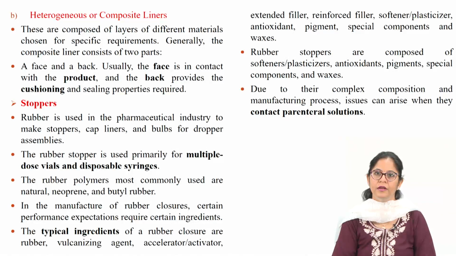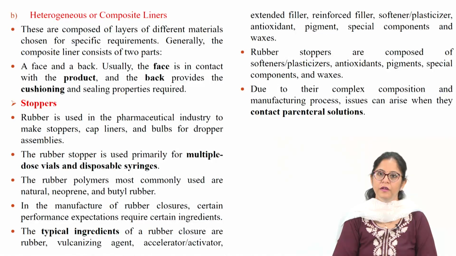Heterogeneous or composite liners are composed of layers of different materials chosen for specific requirements. Generally, the composite liner consists of two parts, a face and a back. The face is in contact with the product and the back provides the cushioning and sealing properties required.